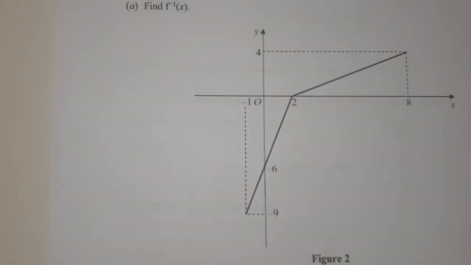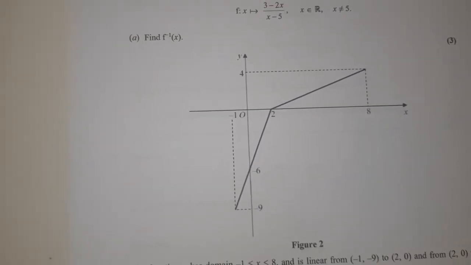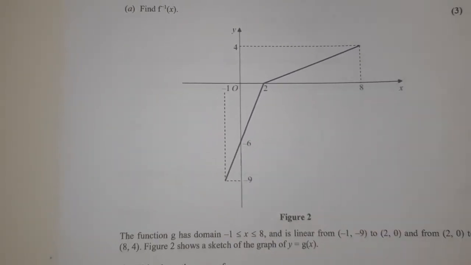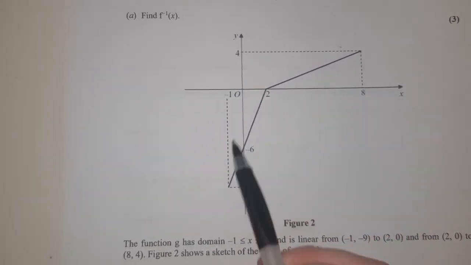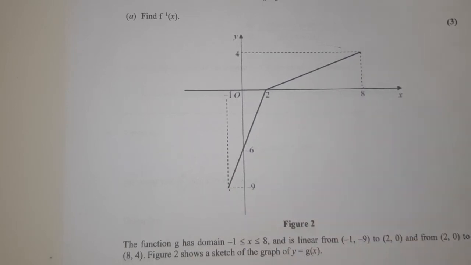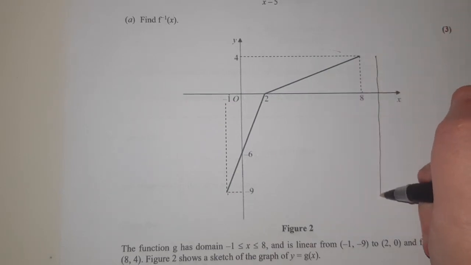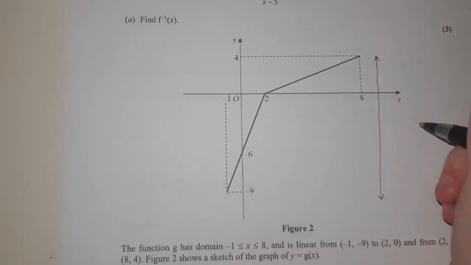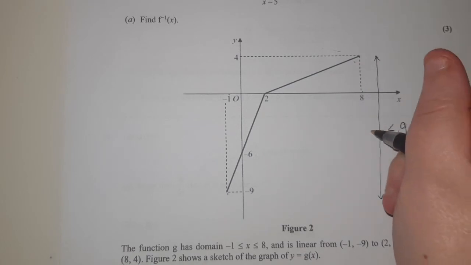Okay, next one. I'm going to try and keep this on the screen if I can. So, you've got function g drawn for us. It goes between minus 1 and 8. That's why the graph stops where it does. We want to write down the range of g. Remember, range is your y values. So that means that your y values, or g of x, have to be less than or equal to 4, but greater than or equal to minus 9.